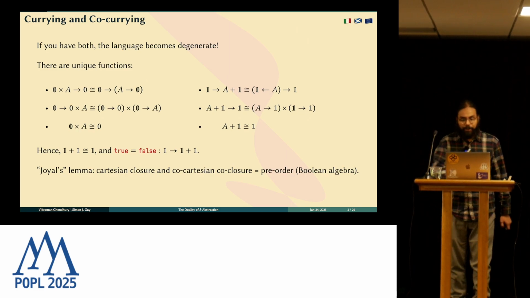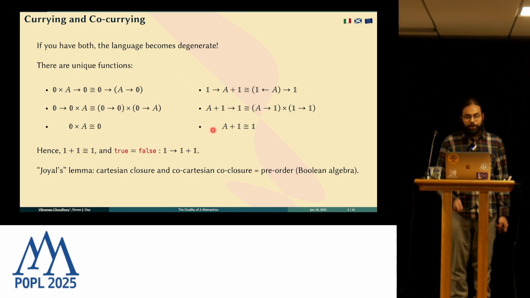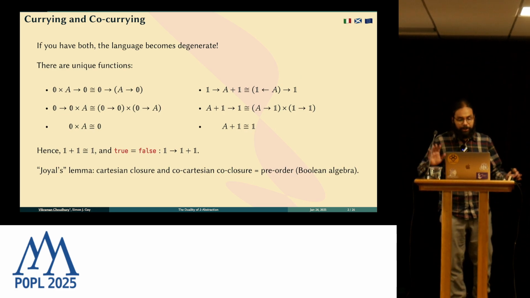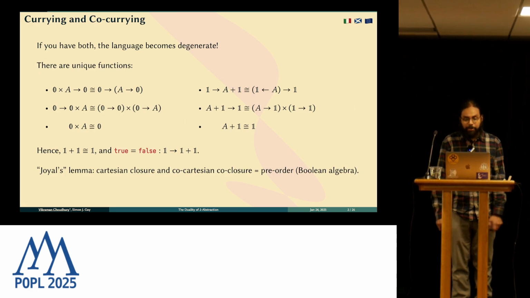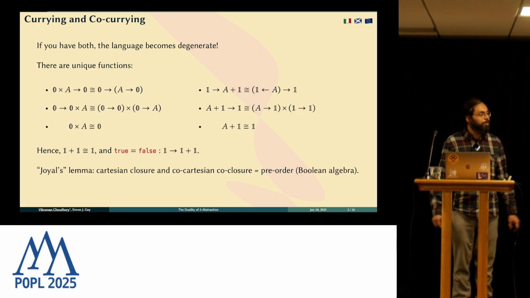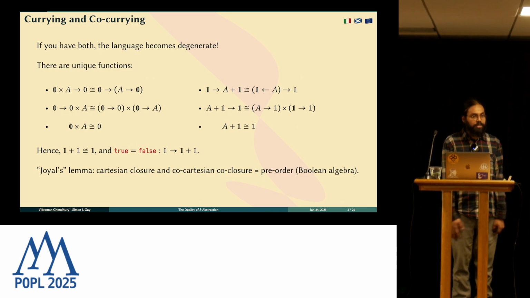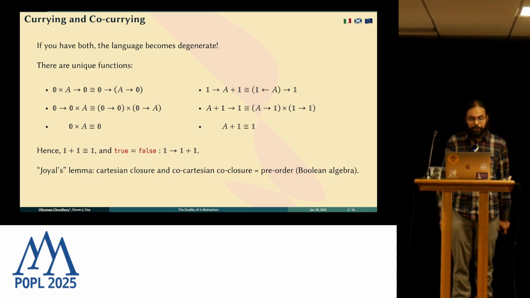Dually, if you have co-currying, there is only one function from 1 to a plus 1, and a plus 1 to 1. So dually, you just get a plus 1 is isomorphic to 1. Okay. Now, 0 times a equals 0 is completely fine. That matches our intuition with the empty type. But if a plus 1 is equal to 1, then you'd have 1 plus 1 equals 1, which means you can't have Booleans because you want true and false to be two different programs, right?